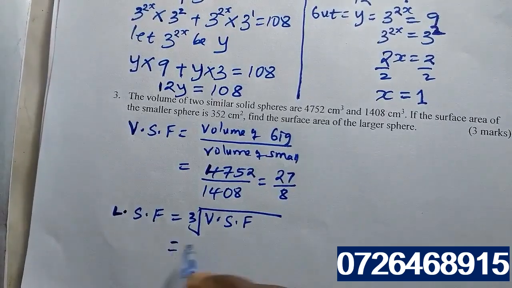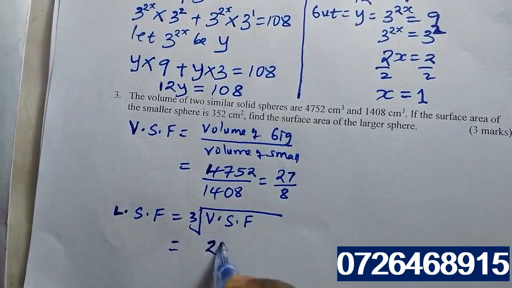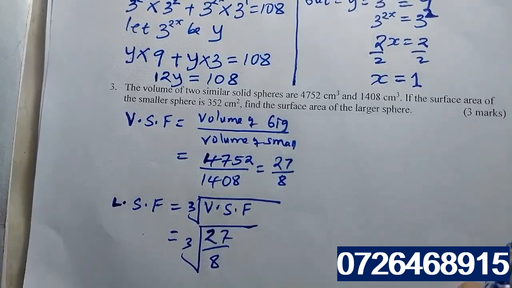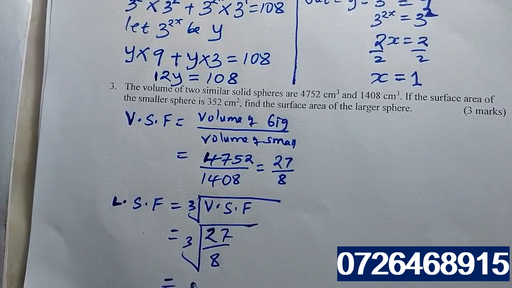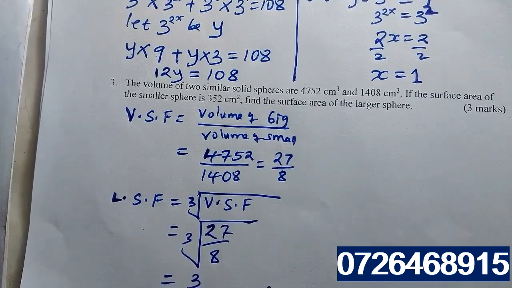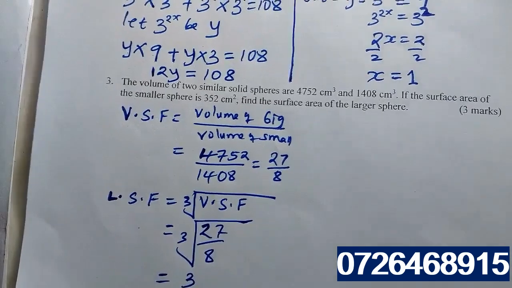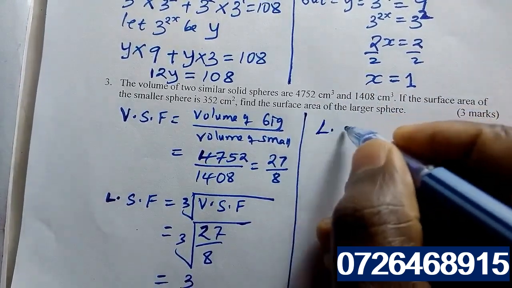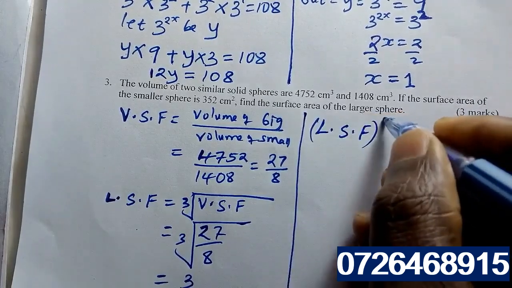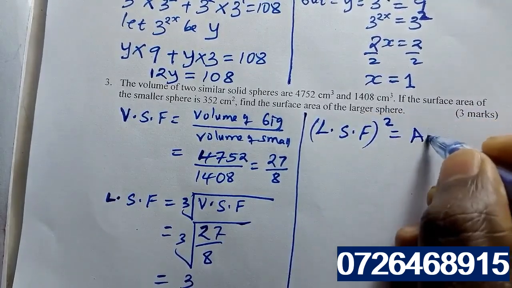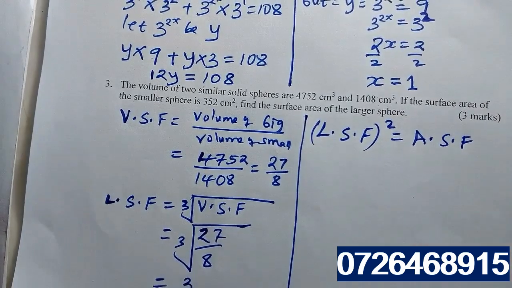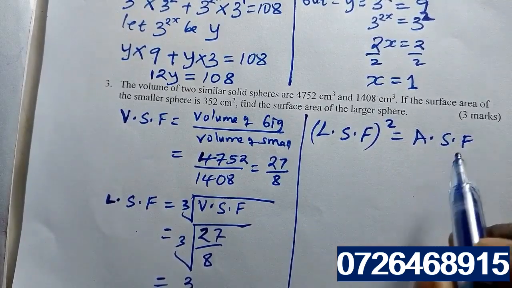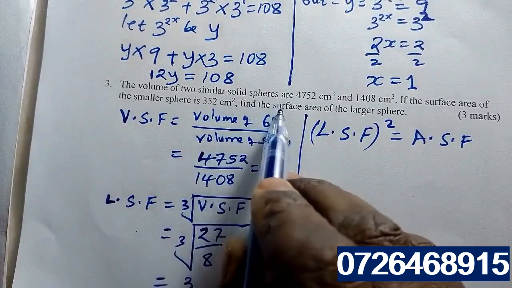So meaning linear scale factor itakuwa 27/8, the cube root of that. So that means it is going to be 3/2, and that is the linear scale factor. Now, kwa nini tunatafuta linear scale factor? Tunajua kwamba linear scale factor squared will give us area scale factor. Linear scale factor squared will give us area scale factor. Sasa hii itatusaidia kutafuta area ya hiyo sphere kubwa.